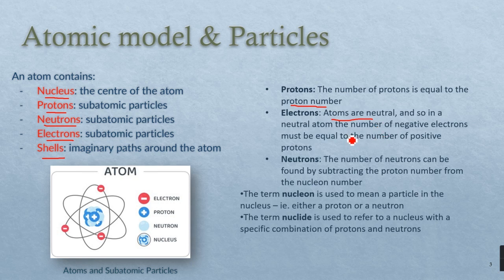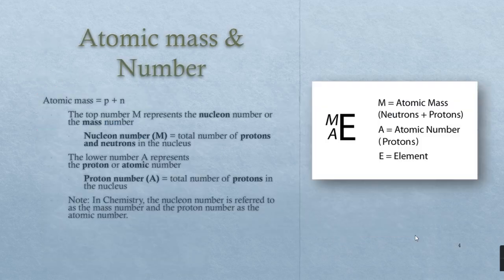The number of protons and electrons will be equal, or the number of negative electrons and positive protons will be equal. And when we talk about neutrons, the number of neutrons can be found by subtracting the number of protons from the nucleon number. When we refer to the term nucleon, we are describing the particles inside the nucleus, protons and neutrons. So the nucleon represents protons and neutrons together. However, the term nuclide refers to the nucleus with a specific combination of protons and neutrons.